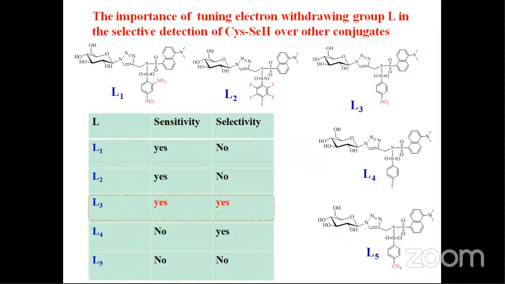And the fifth molecule, that is L5, has a donor group, which is not an electron withdrawing group. So that is why there is no sensitivity and also no selectivity. That means by using this L5 molecule, we cannot detect whether it is selenocysteine or cysteine, because no reaction will occur.